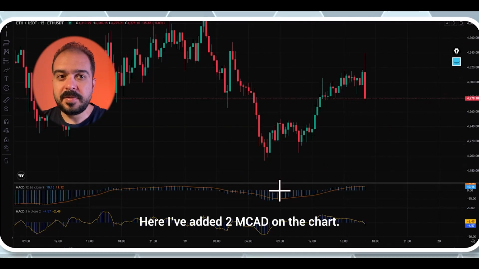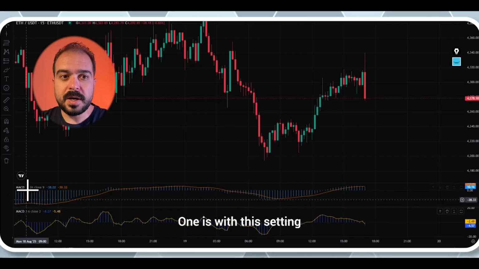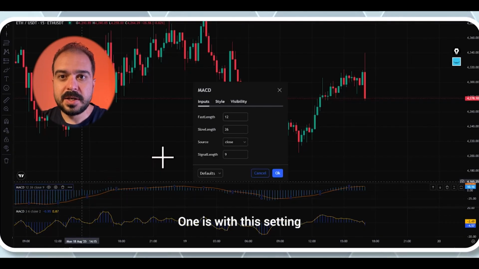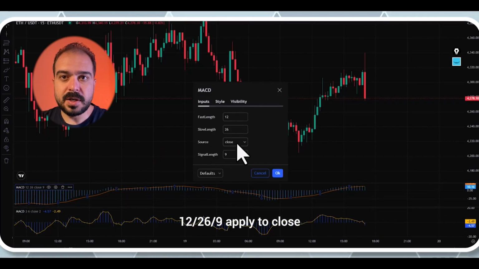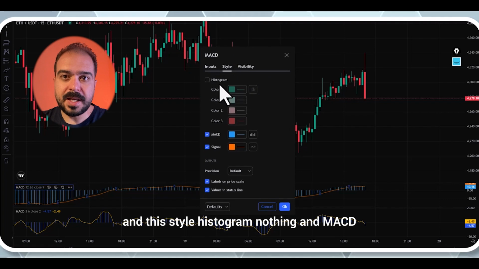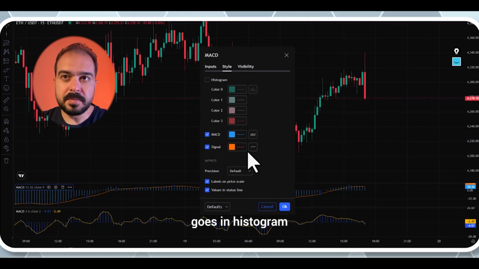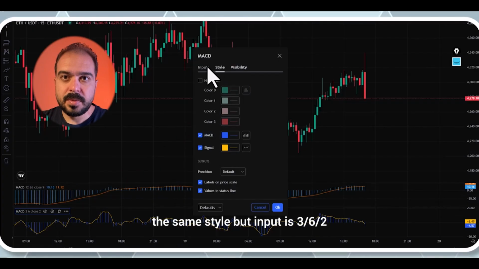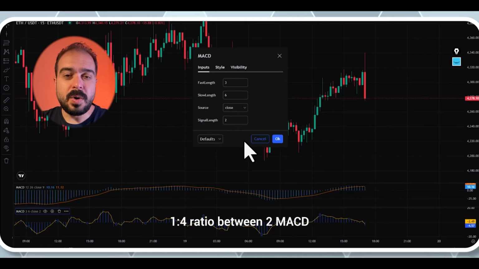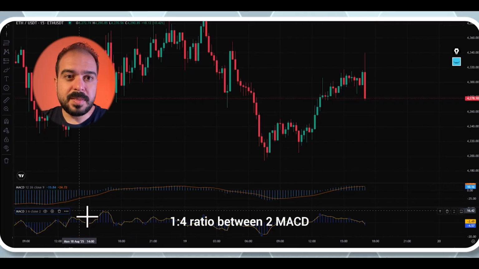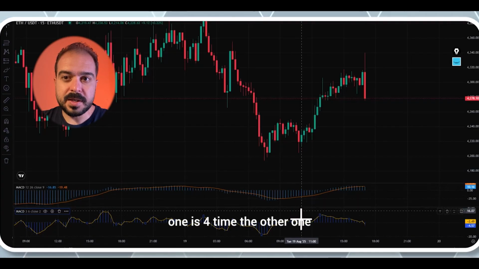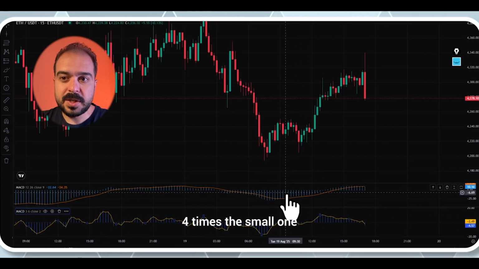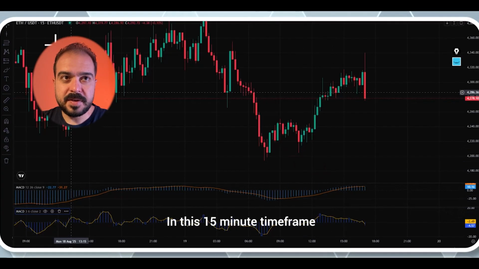Let's see it. Here I've added two MACDs on the chart. One is with this setting, 12, 26, 9 applied to close, and this style. Histogram nothing, and MACD goes in histogram. And the other one is with this setting, the same style, but input is 3, 6, 2. There is a 1 to 4 ratio between the two MACDs. One is 4 times the other one. This is the bigger one, 4 times the small one, in this 15-minute time frame.